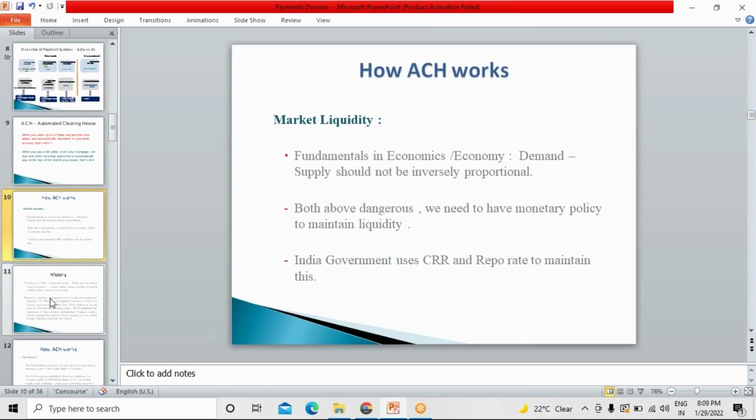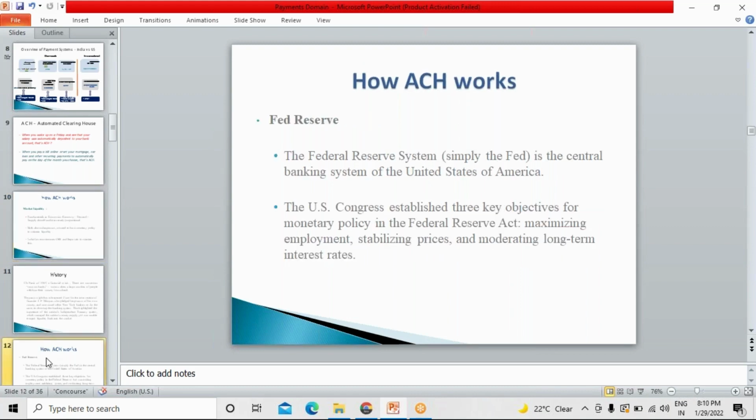At the same time, it is under the control of governments, whichever government it could be, because there should not be any exaggeration in terms of prices, right? There must be control, otherwise it leads to high prices. Hence, in order to control that, the government will have a regulating authority which looks after ACH. At the same time, there is the Federal Reserve System, the central banking system of the US, which we simply call the Fed.